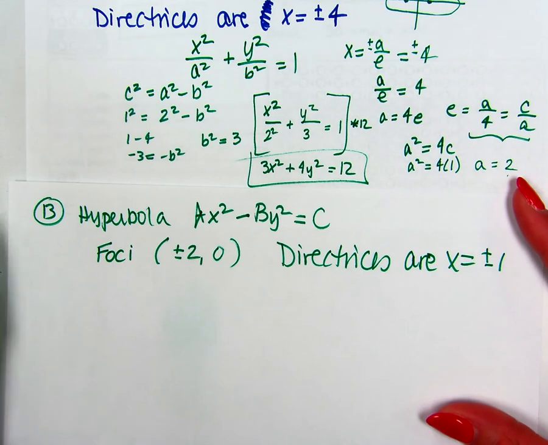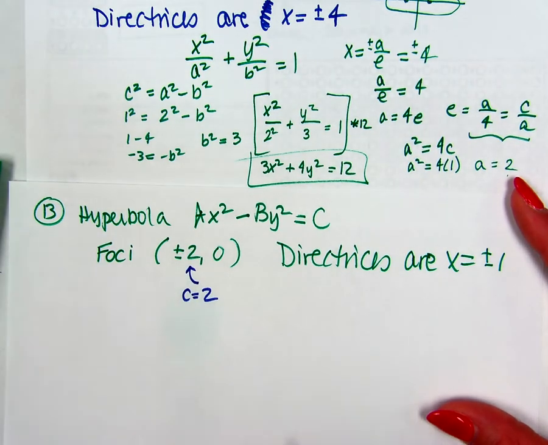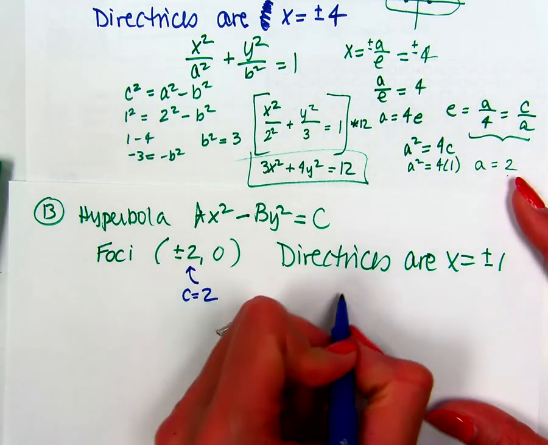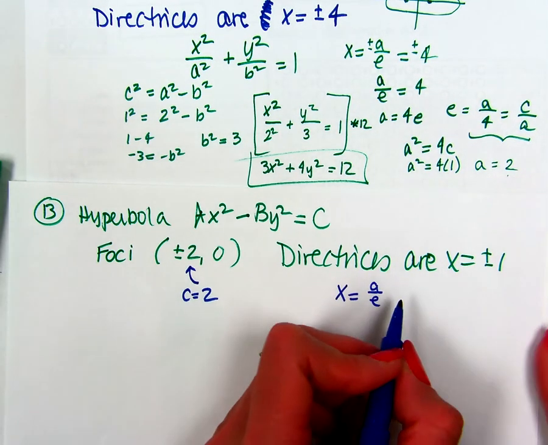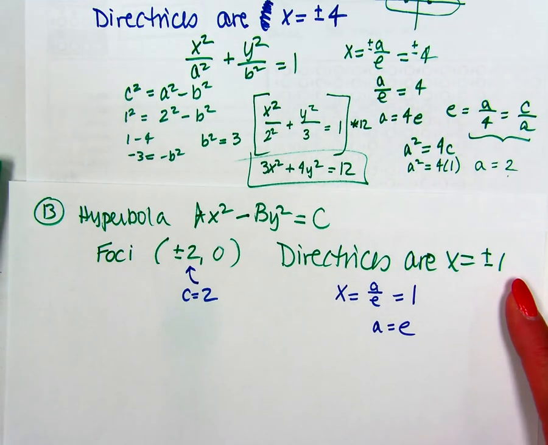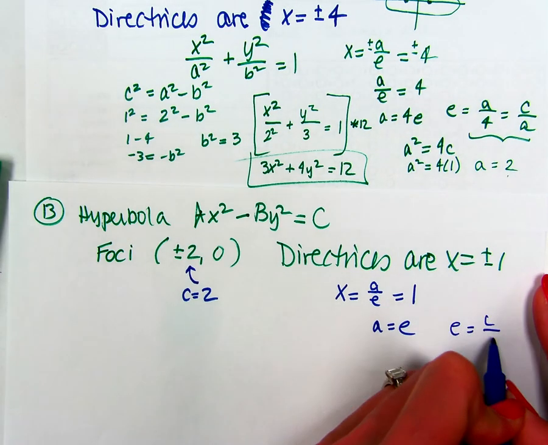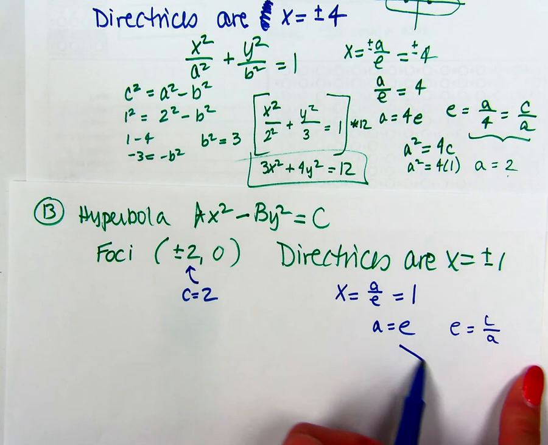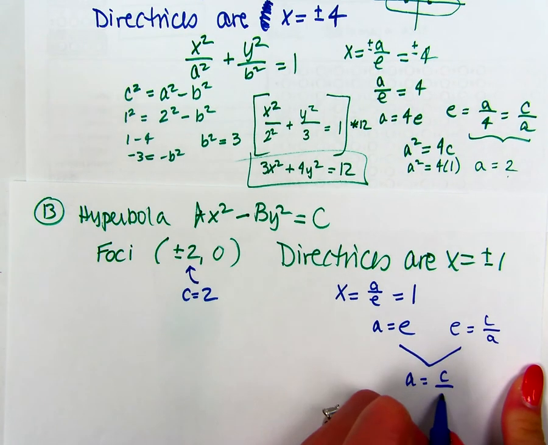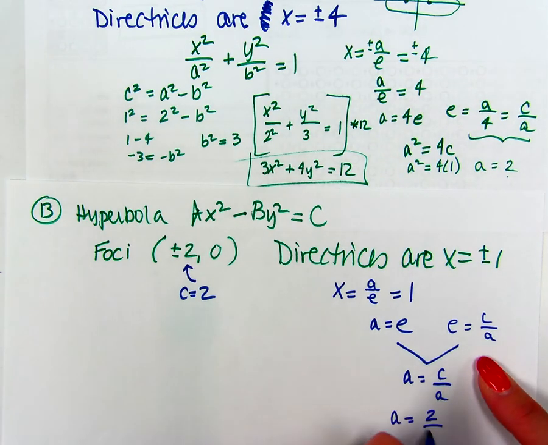All right, so what do we know about our focal points? We know that this gives me c, so c is 2. Okay. My directrices are always going to be x equals a over e. Right now, we know that equals 1. So a must be equal to e in order for that ratio to be equal to 1. My eccentricity is always c over a. So I could use these two equations and say that a equals c over a. Do we know anything else? Well, we know c is 2, right? So a equals 2 over a, and if I multiply, I get a squared equals 2.